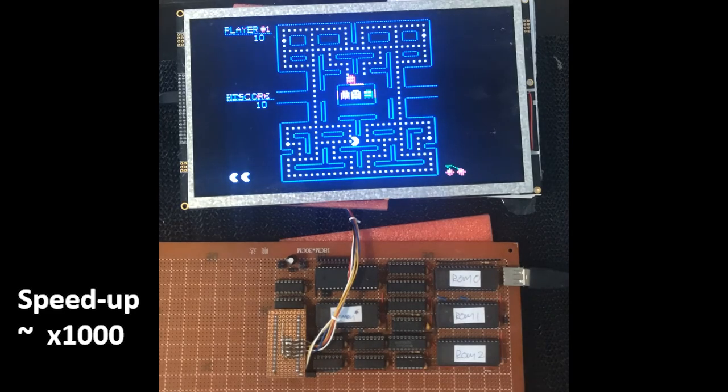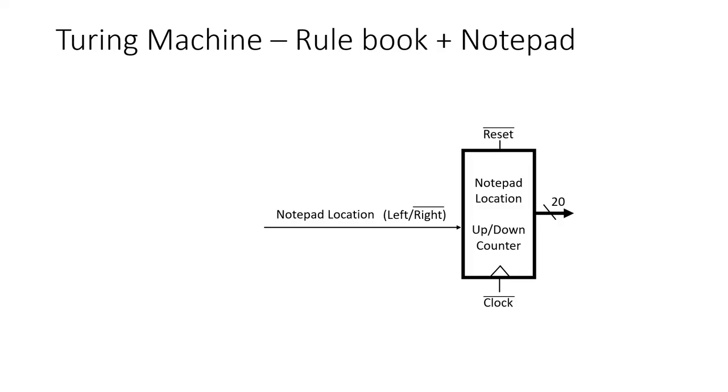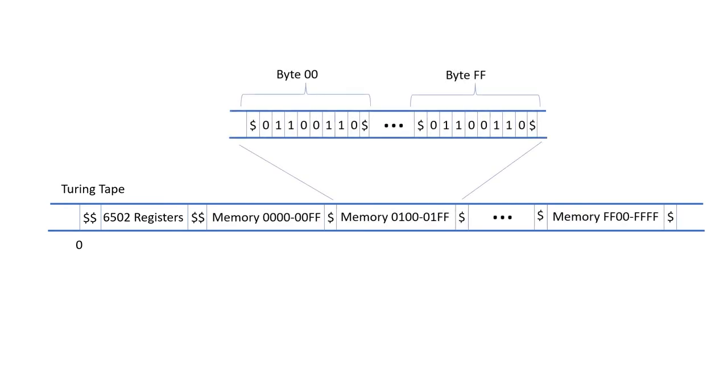The reason it's so slow is because of this, the sequential access. The real 6502 can access any byte in its memory range in one clock cycle. But here, the Apple II memory is laid out bit sequentially on the Turing tape. So to get to a particular location, it has to step over every location before it. It can take a couple of million clocks to access a byte in one of the upper pages.